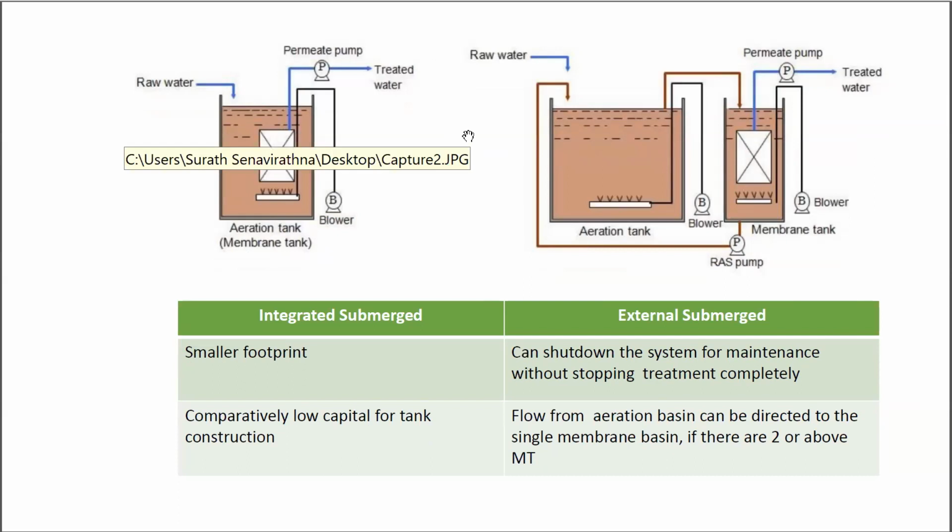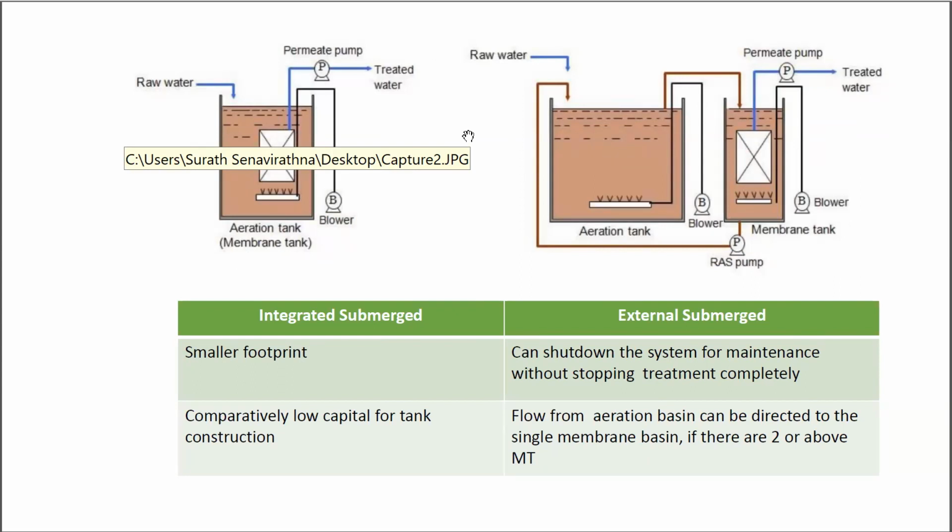In an earlier slide, we have discussed that there are two types of MBR, hollow fiber and flat sheet. Now we are moving to another classification. There are two types of MBR installations. One is integrated submerged. Second one is external submerged.